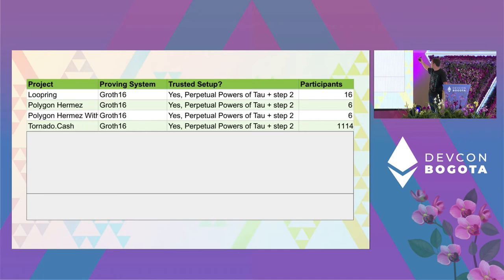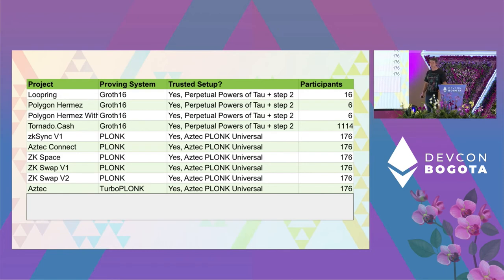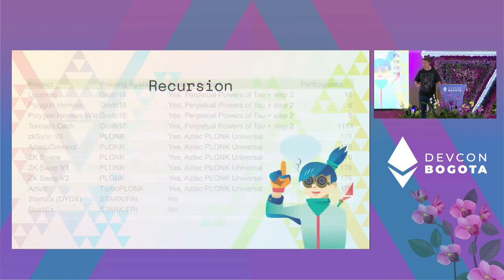whopping 1,114. Moving on to PLONKs, so like I said, you only need one trusted setup ceremony to be correct, and then anyone can use it. So they're all using the Aztec PLONK Universal setup. You can see attestations on GitHub to see how they worked, but they had 176 participants in that. So that's all your ZK Sync, your ZK Space, Aztec Connect, Aztec, all the way down the line. And then you have your STARKs, which do not have any trusted setups.